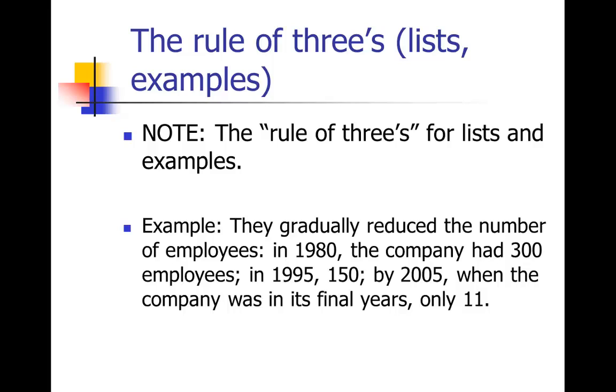And the reason is that if you only put 2 items or 2 examples, there's a feeling that it's not enough, right? It's not giving enough evidence. It's only a pair of examples. It's not quite sufficient. However, if you go up to 4 or 5, you're kind of burdening your reader. It's a little bit of overkill. So there's this thought that 3 is kind of the perfect number for these kinds of situations.